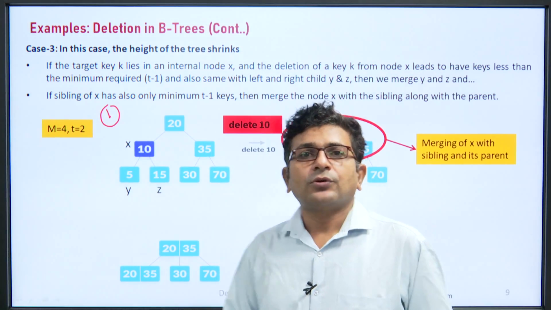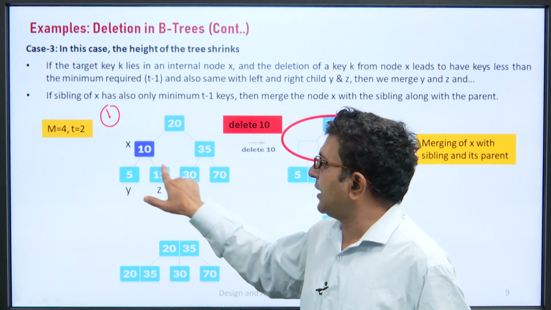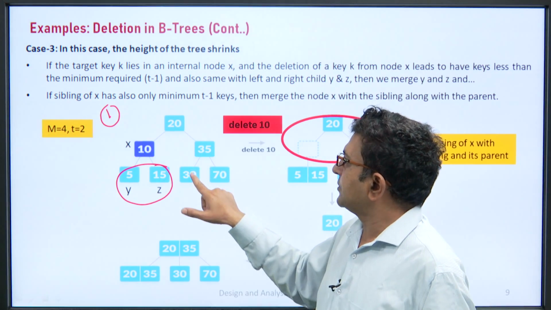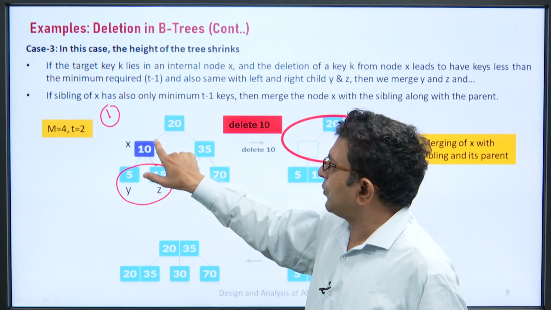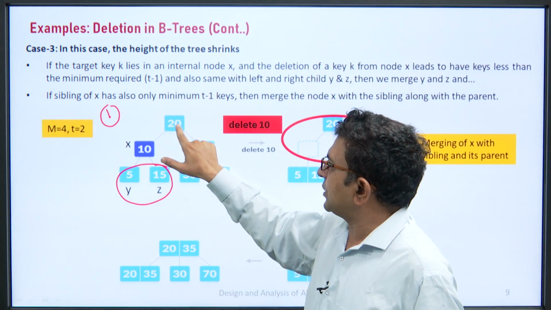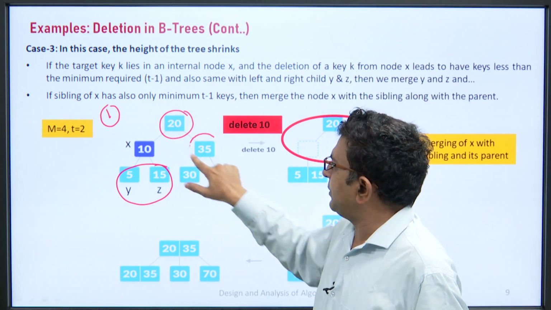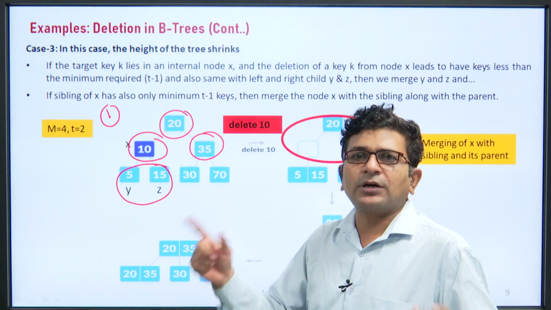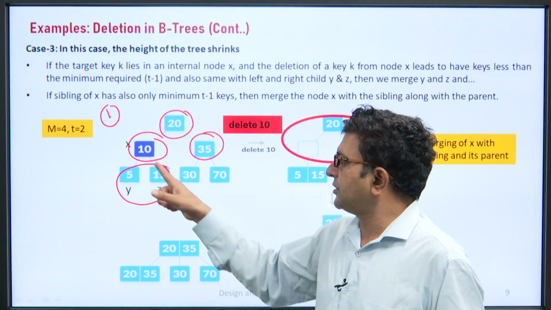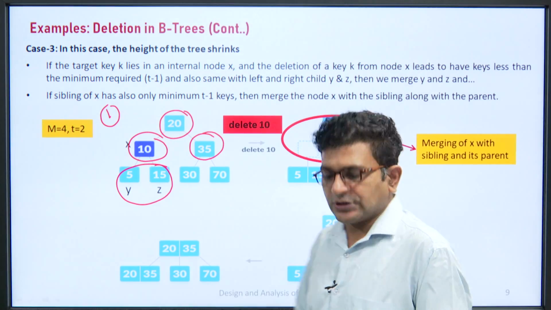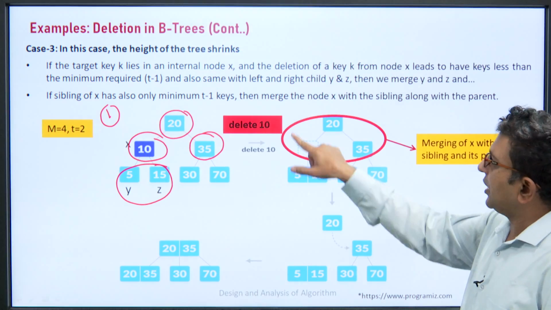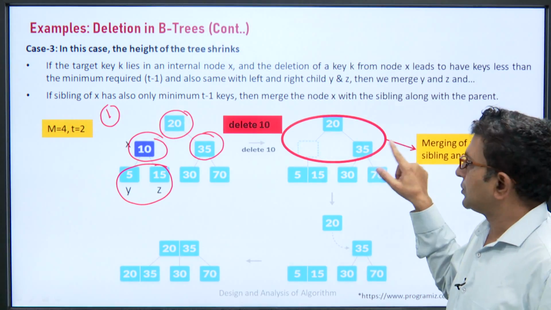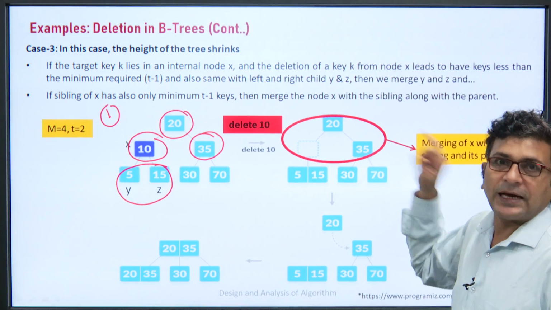So, in that case what do we do? We merge these y and z into a single new node, and then again both 20, meaning the parent, its sibling, and this node x itself, all these 3 are merged, and after merging we delete this key k from node x. Just see here, we are going to merge this node x with its sibling and with its parent over here.